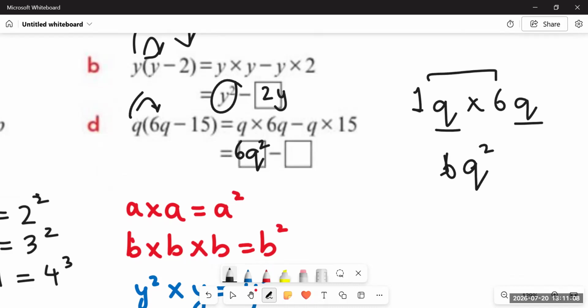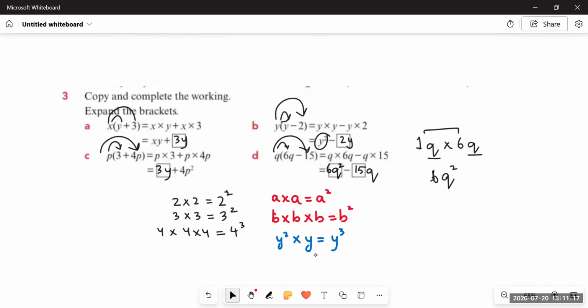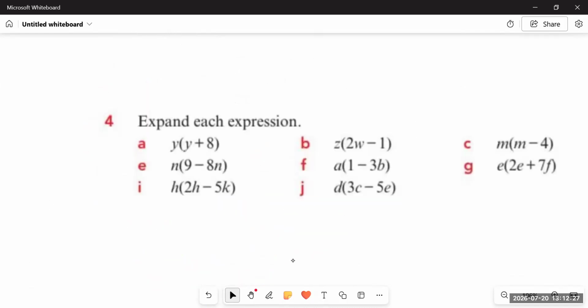Then we have q multiplied by 15. So it's 15q. That's all. Okay, next question. Now we have to do the same thing in question number 4. y multiplied by y square, plus 8 multiplied by y is 8y.